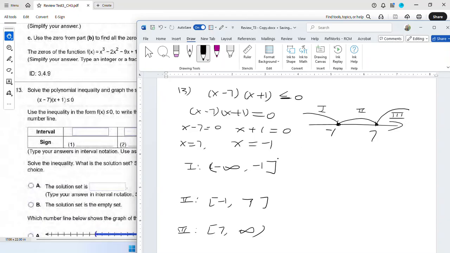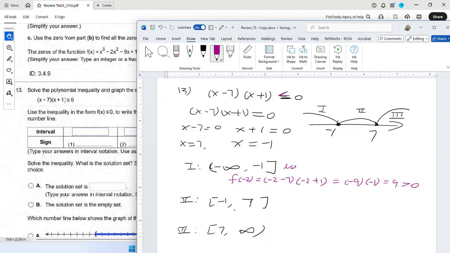All right, so I can check f of negative 2, right? Plug x equal to negative 2 in. So negative 2 minus 7, negative 2 plus 1. This one will be negative 9. This one will be negative 1. So this multiplier will be positive 9, which is greater than 0. We want to find less than or equal to 0. So that means this interval is not a solution.